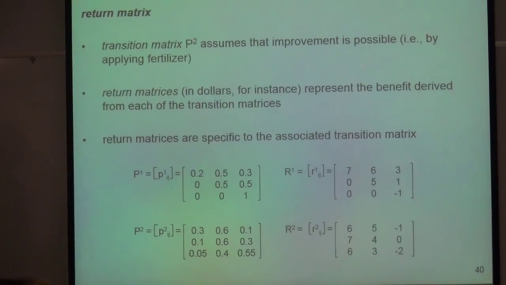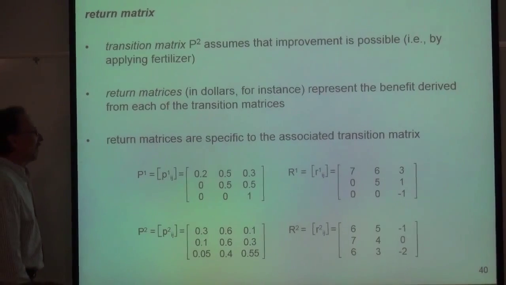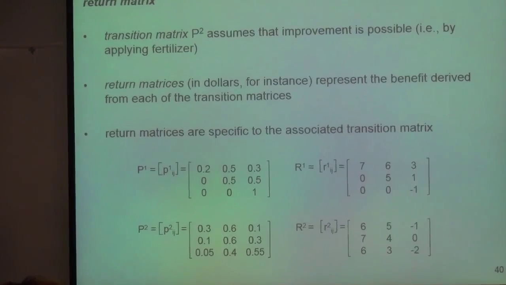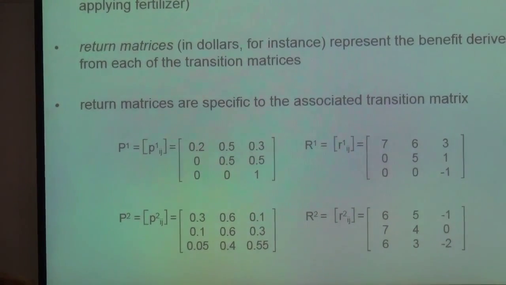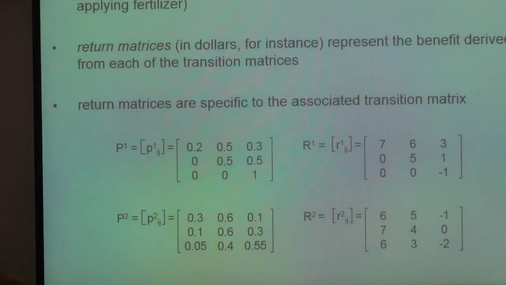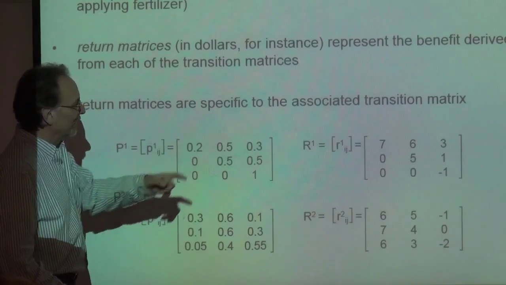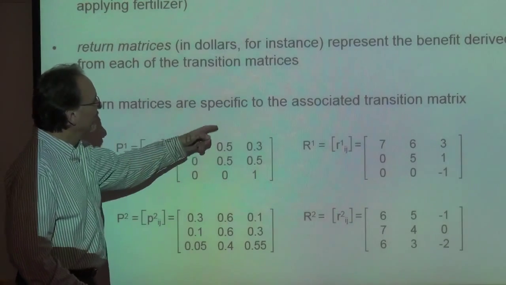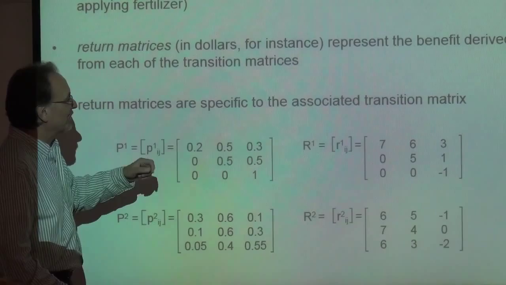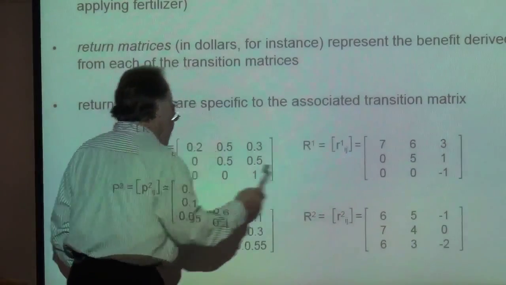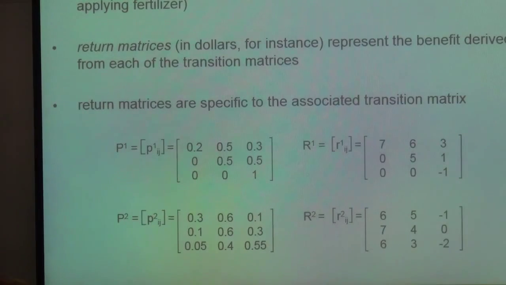The return matrix, which thankfully is called R. Again, this is kind of like the game theory. You have to know what the benefit or the cost is associated with each transition. Okay, so the cost associated with starting at 1 and remaining at 1 is 7. The cost associated with starting at 1 and degrading to 2 is 6, and so on. So these return matrices are the costs associated with this transition matrix.